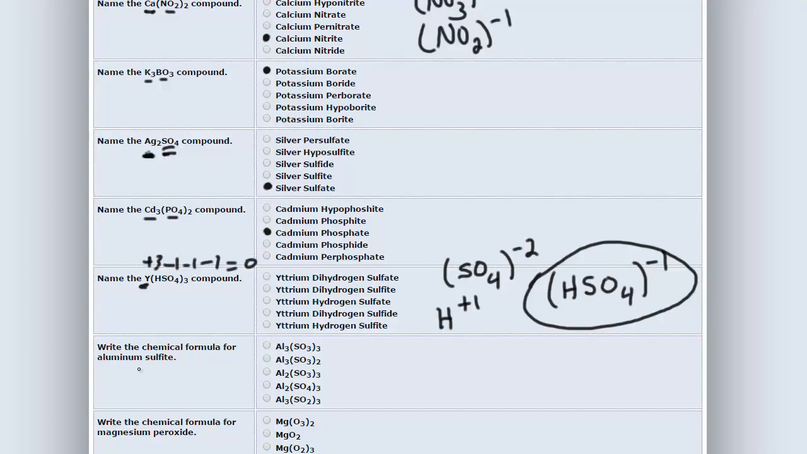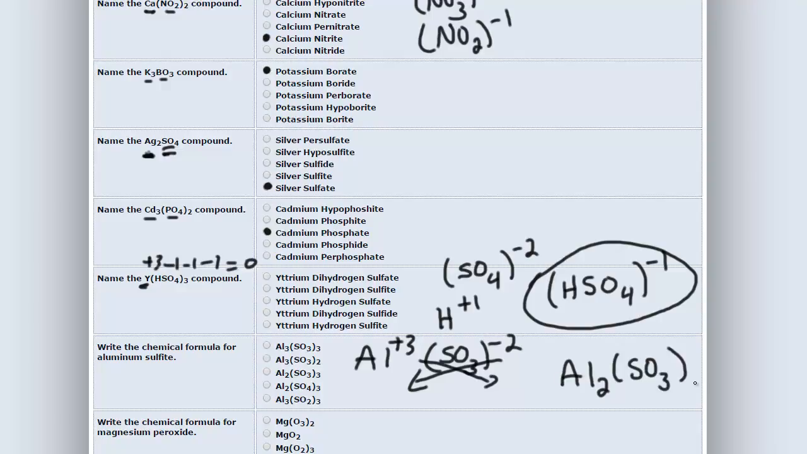Write the chemical formula for aluminum sulfite. Aluminum is a +3. Sulfite is SO3, has a -2 charge. Bring them over. Crisscross game. Our formula becomes Al2 parentheses SO3, close those parentheses, subscript 3. Al2(SO3)3.